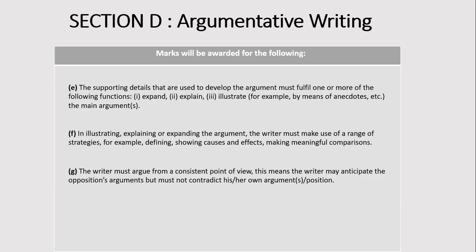So you have to be able to use a range of strategies. So, yes, I don't want it to be one whereby you are only giving examples in your story. Like, no, that is not going to happen, right? In addition to that, we want to be able to argue from a consistent point of view. So it means that the writer may anticipate the opposition arguments but must not contradict. So please, if you're taking one position, stay on that one position, right?